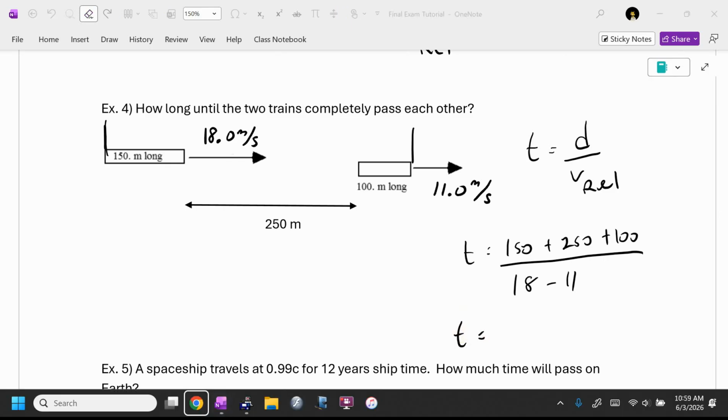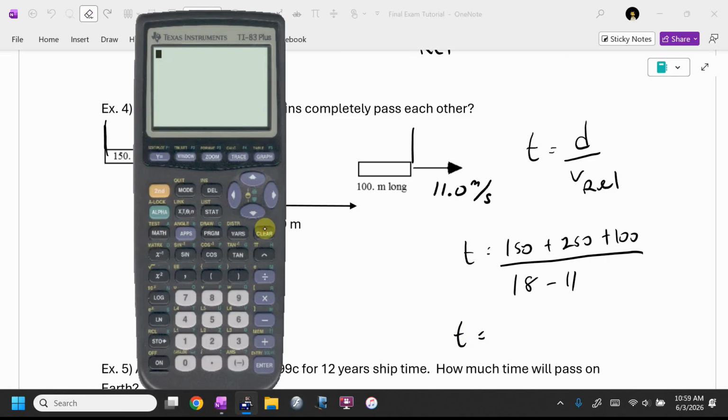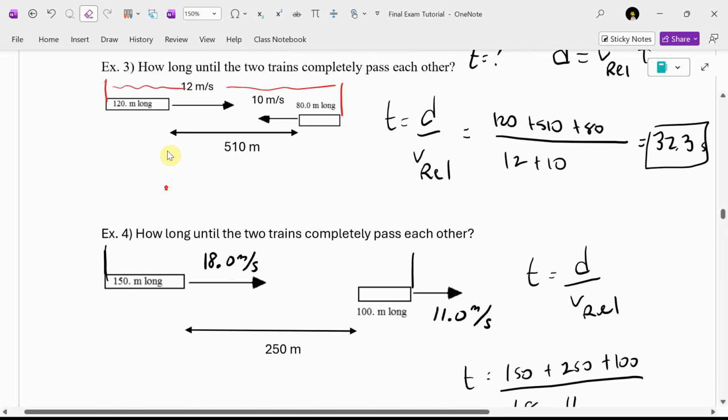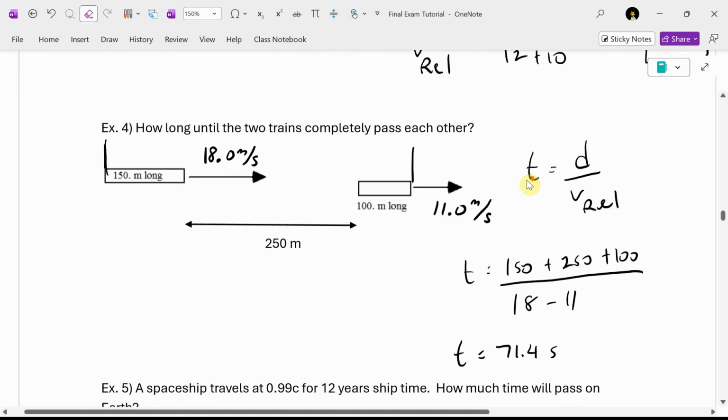Let's see what we get. Bracket 150 plus 250 plus 100, close bracket, divided by bracket 18 minus 11. I could have done the 7 in my head there. What'd you get? Yes? Anyone else? 71.4 seconds. Did I put the right units on the previous one? I didn't. I can barely see, but they're there.